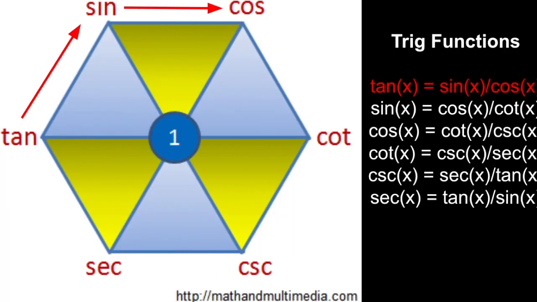For example, if we use the magic hexagon in this way, we can go from tangent to sine to cosine. This gives us the trig identity of tan of x equals sine of x over cosine of x. We can do this throughout the whole hexagon, providing us with various trig identities.